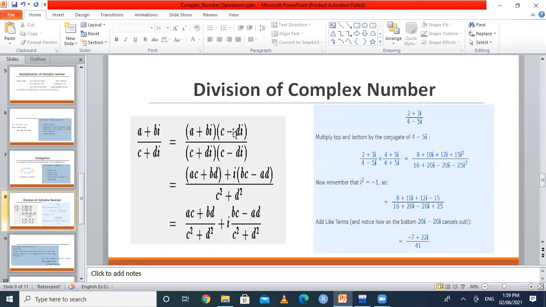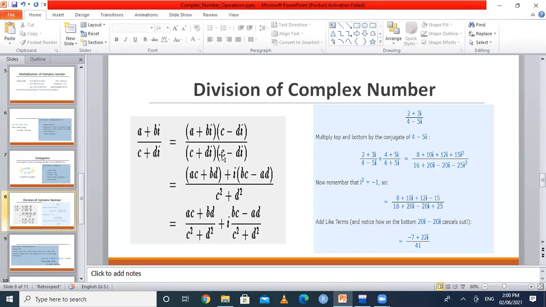So you have to multiply on top and bottom, numerator and denominator, by using the complex conjugate of C plus DI. So it is A plus BI multiplied by C minus DI, then C plus DI multiplied by C minus DI. So this is the first step. Now second step is we will go for multiplication. So it is AC minus ADI plus BIC minus BDI square. And we are equating the I terms and non-I terms. So you are getting output like this: AC plus BD plus I in bracket BC minus AD.